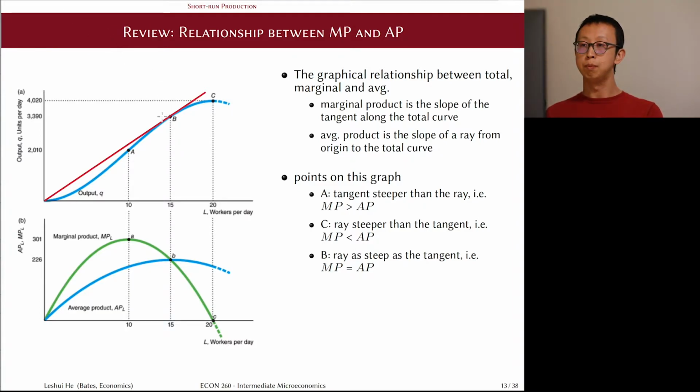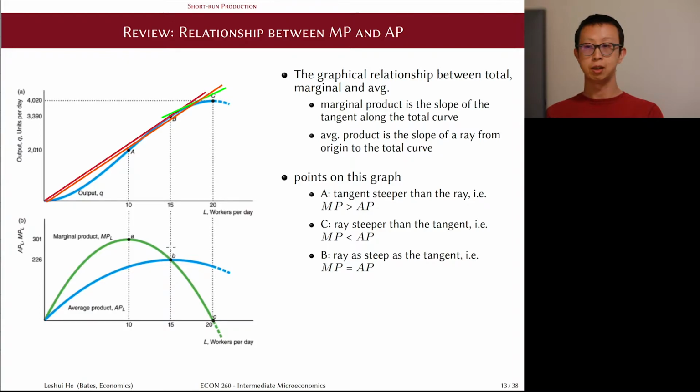If I draw a tangent line for the marginal curve here, it probably looks something like this at this particular point. But if I were to draw a ray from the origin, then the slope will look something like this, which is steeper than the marginal curve. Therefore, the marginal product becomes smaller than the average product once the level of labor goes beyond point B. And this is exactly what's indicated on the graph in this lower panel here.